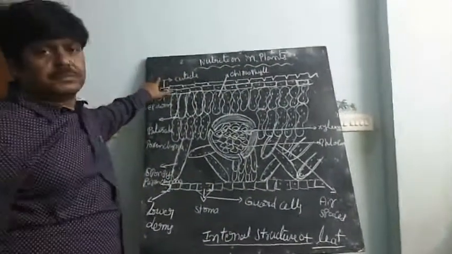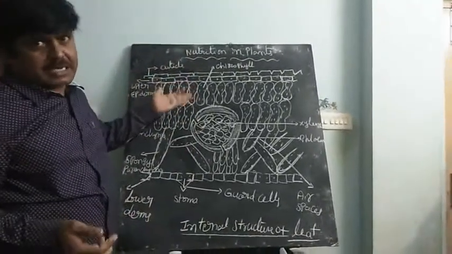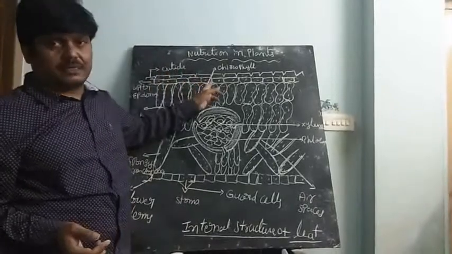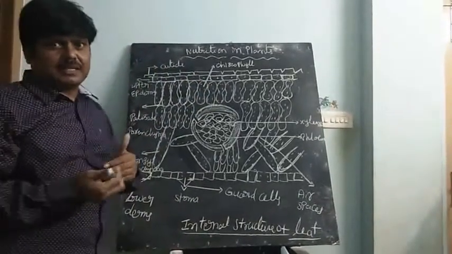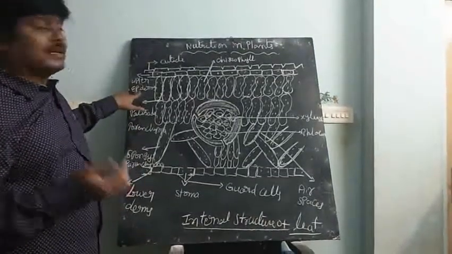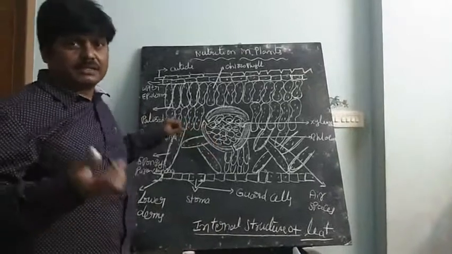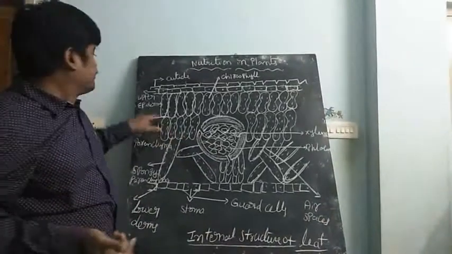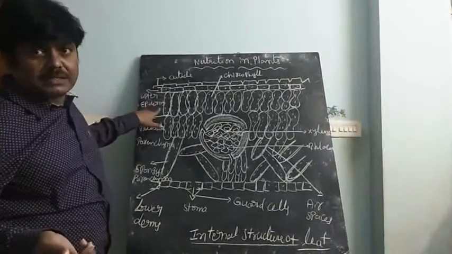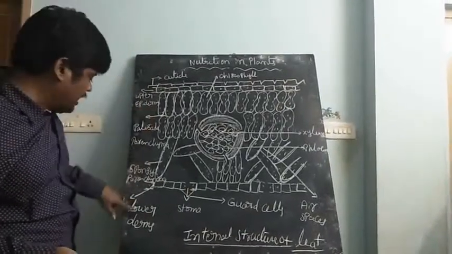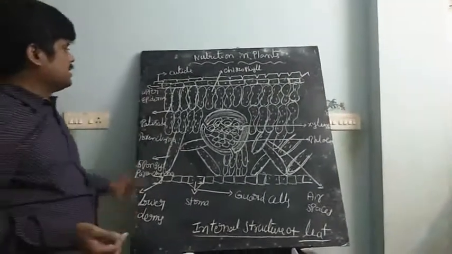Here is the cuticle. On the upper portion, one protective layer is present. That is called the cuticle. And there is also the skin, upper skin and lower skin. Dermis, you know very well, is the scientific name of the skin. That is called derm, skin. Epi means outer skin. So the upper epidermis is present, and the lower dermis is also present.